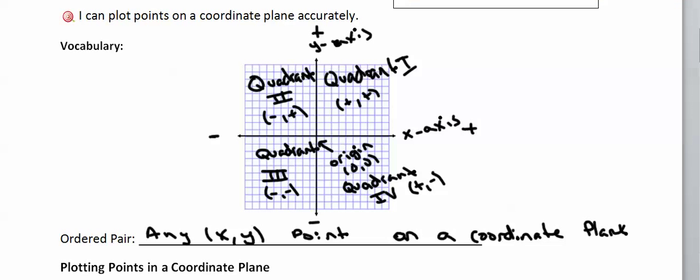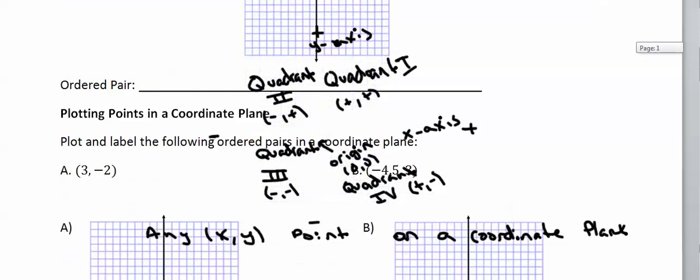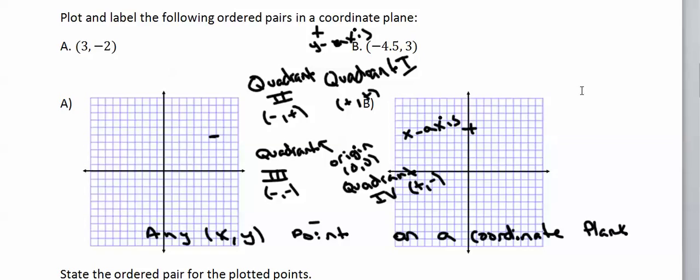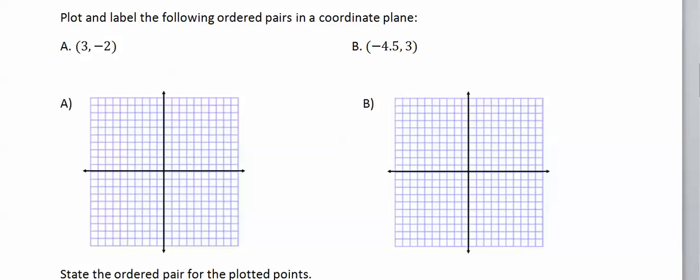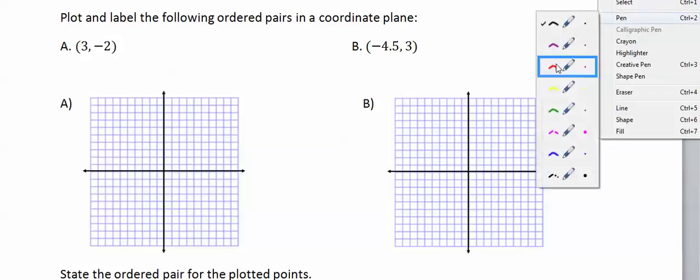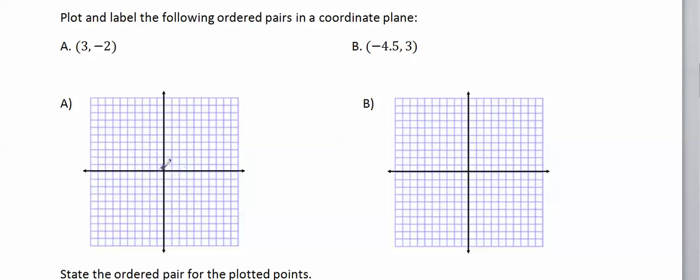Alright, plotting points on a coordinate plane. Plot and label the following ordered pairs in a coordinate plane. I'm going to try a different color here. Always start plotting points at the origin. Remember, in an ordered pair, x is the first value, y is the second value. We always start at the origin, so this tells me I want to go 3 in the positive direction. The x-axis is this one, and the positive direction is to the right, so I want to go 3 spaces in the positive direction.